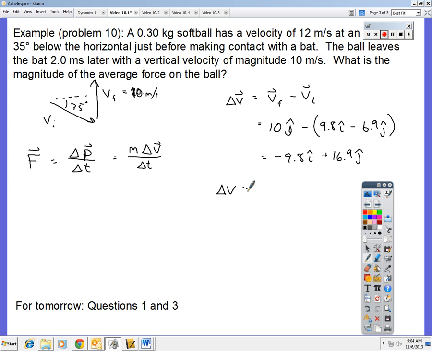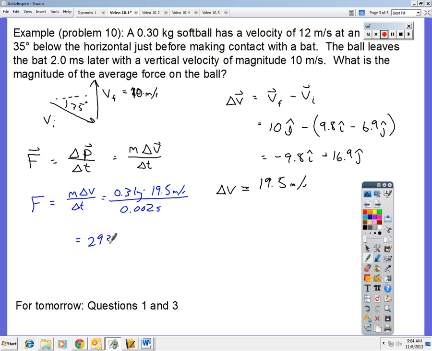Now the magnitude of the change in velocity, if we use the Pythagorean theorem, works out to 19.5 meters per second. And that's what we're interested in because we're looking for the magnitude of the force. Plugging in numbers, we find that the average force exerted on the ball is 2,930 newtons, which is rather large. You think, well, a softball isn't that big and its velocity isn't changing that much, but it's changing in a very small amount of time, therefore the large force.